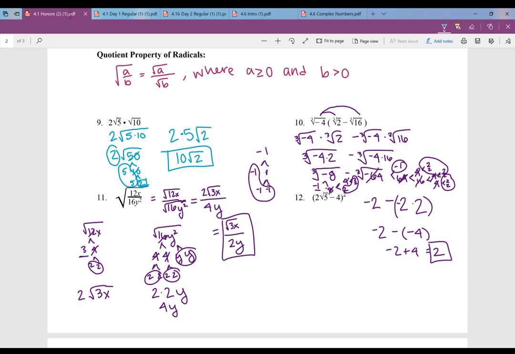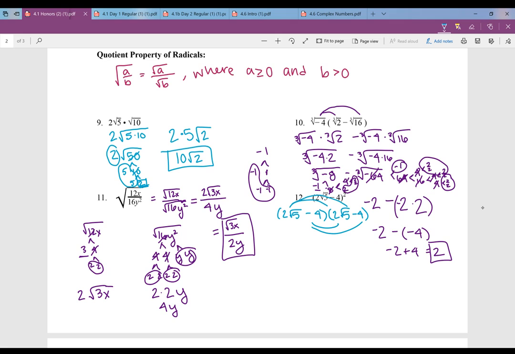Okay, and last one, we have 2 root 5 minus 4, squared. So remember, whenever you're squaring something that has a minus or plus, we can't just distribute the square. We have to do the whole thing, just multiply it by itself, and distribute everything. So everything in the first is going to be distributed to everything in the second. So first, 2 times root 5 times 2 root 5.